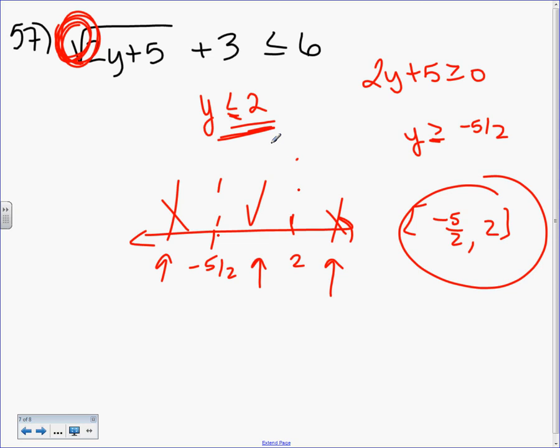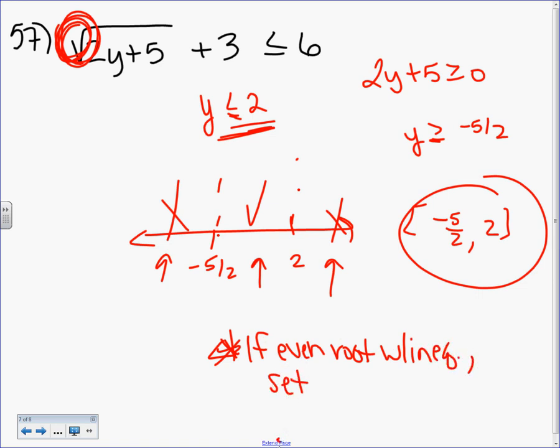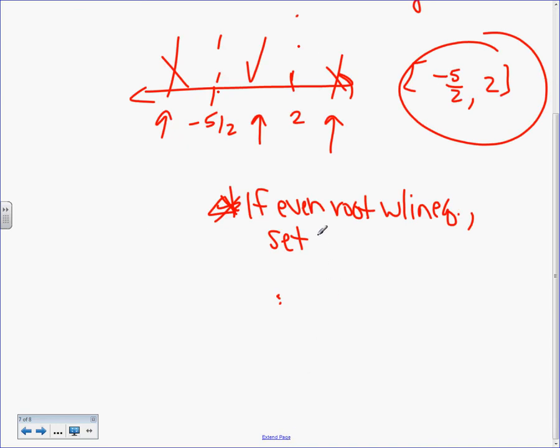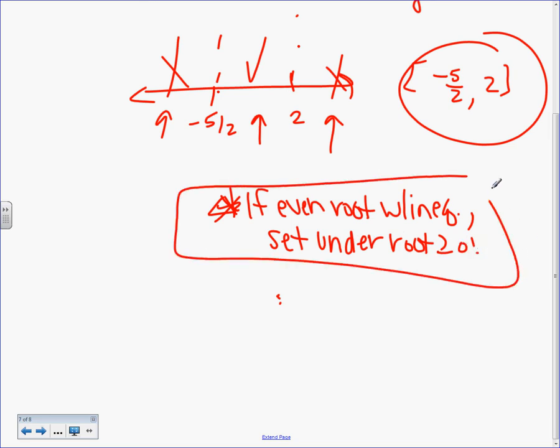All right? So at the top of your notes, where you are right now on the back page, I want you to make a note because I think it's hard to understand. I want you to write at the top, if even root with an inequality, set under the root greater than or equal to 0. I'll say it out loud because it's hard to read. If it's an even root with an inequality, not an equal sign, set under the root, whatever's under the root, write down, greater than or equal to 0.